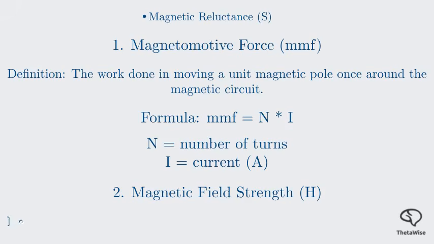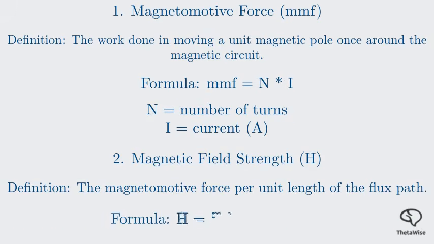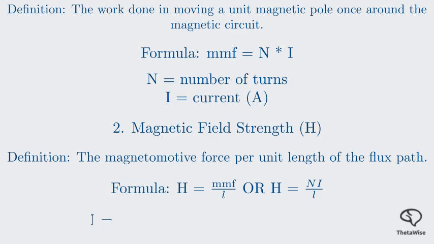Magnetic field strength, or H, measures the intensity of the magnetic field along a certain path. It's defined as the magnetomotive force per unit length of the flux path. Its unit is amperes per meter, A/m. The formula for H is MMF divided by L, where L is the length of the magnetic circuit.